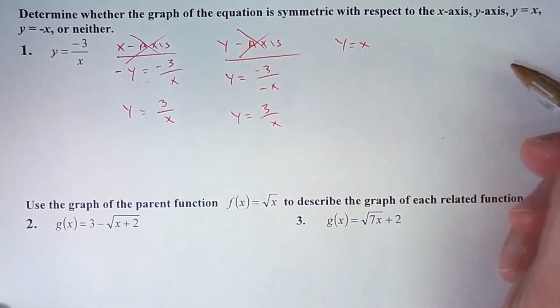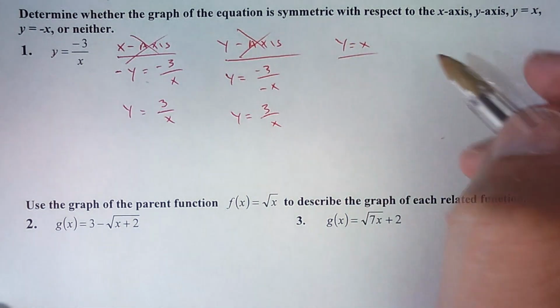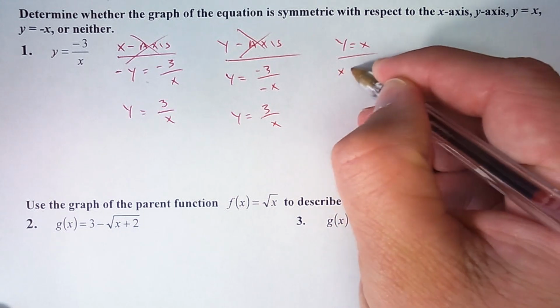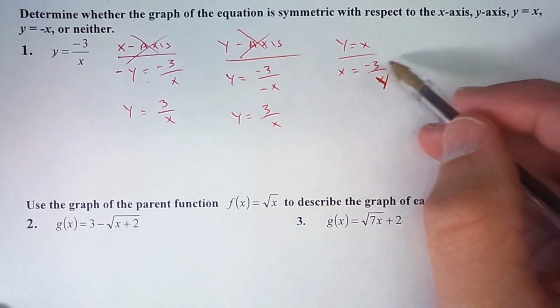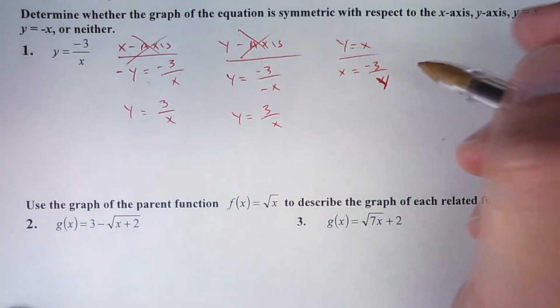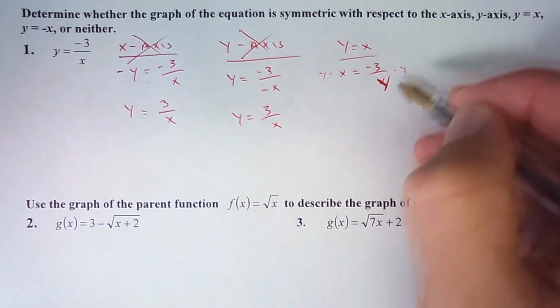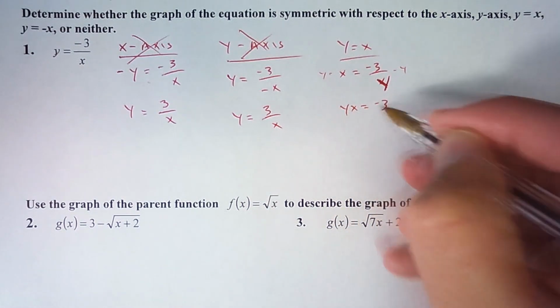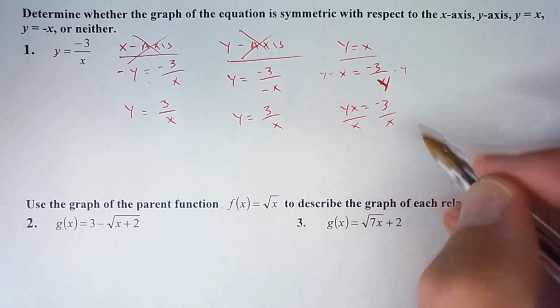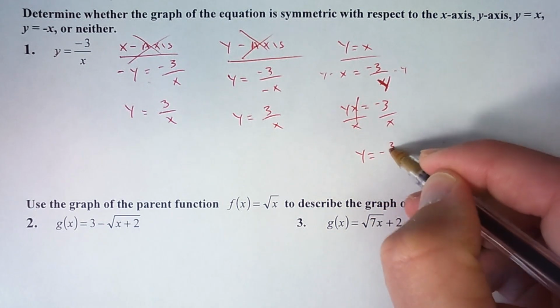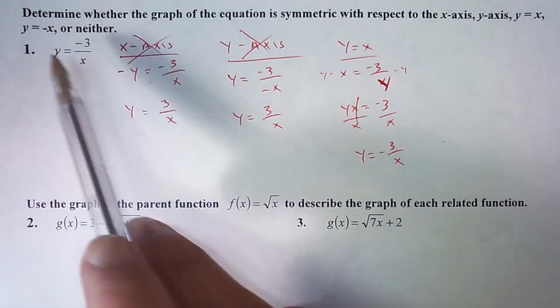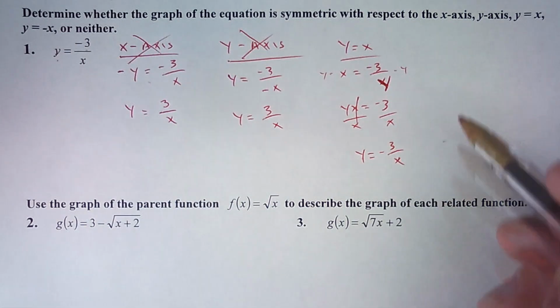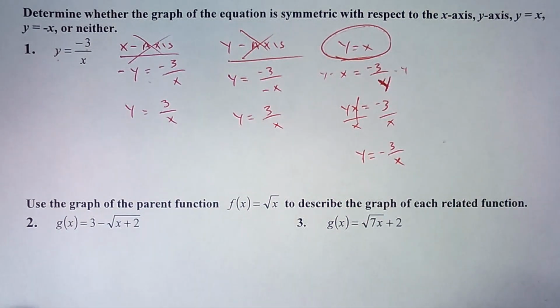So how about y equals x? If y equals x, then x equals y, so I can switch the y and the x. So that should actually be a y there. So x equals negative 3 over y. Now, if I multiply both sides by y, I get yx equals negative 3. And I can divide both sides by x, and I get y equals negative 3 over x. And I was able to algebraically make the left side match the original, as well as the right side. So I'll say, yes, this is symmetric with respect to y equals x.